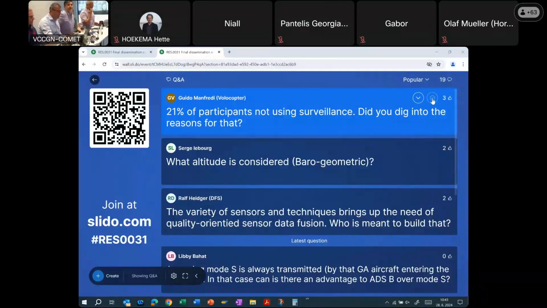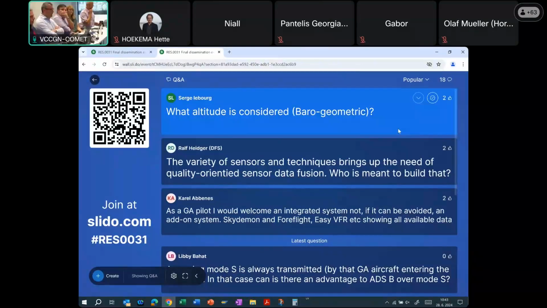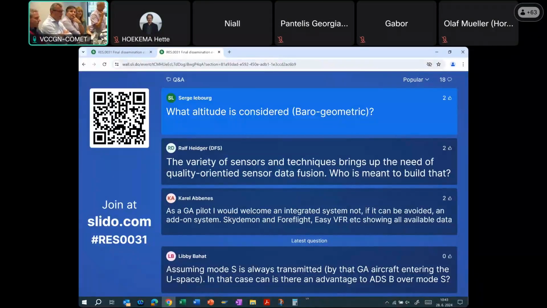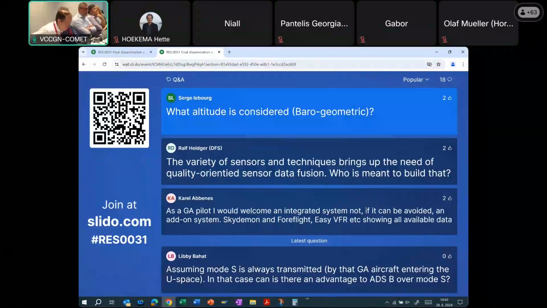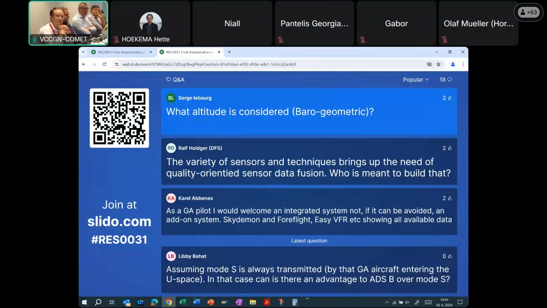Okay. The next one. Serge Lebeau, what altitude is considered? And I can answer this. This is straightforward. Because of GNSS, we consider only geometric altitude in here. We understand that ATM needs pressure altitude, and we will be discussing this with ATM in the use cases we want to discuss further. But for the basic function, and to keep the cost as low as possible and devices as affordable as possible, we focused on the use of geometric altitude only.